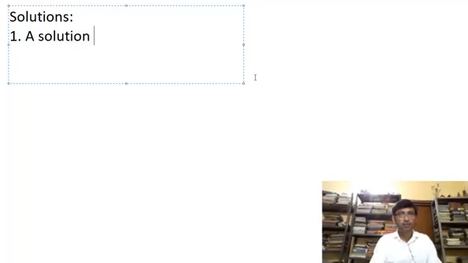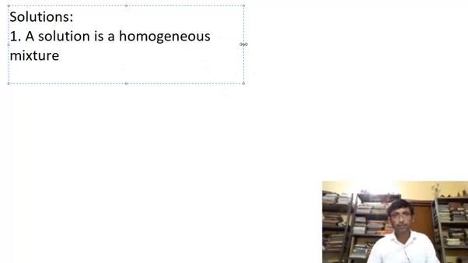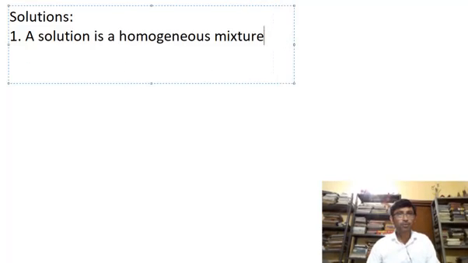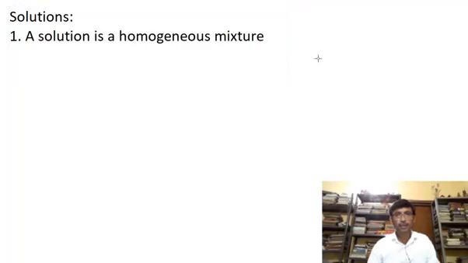So today we are discussing the first type of mixture, that is solutions. A solution is a homogeneous mixture. So what do you mean by a homogeneous mixture? A homogeneous mixture means, suppose you have a container, and in that container, suppose you are having a mixture.